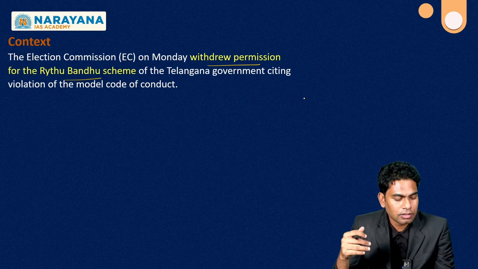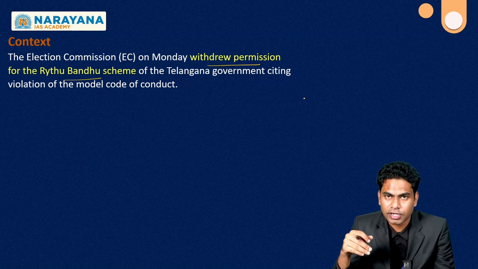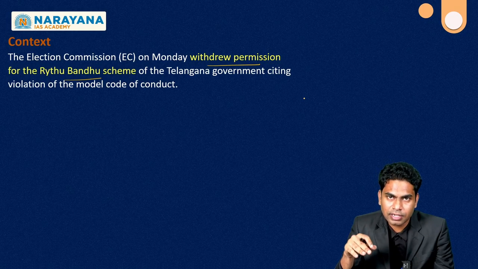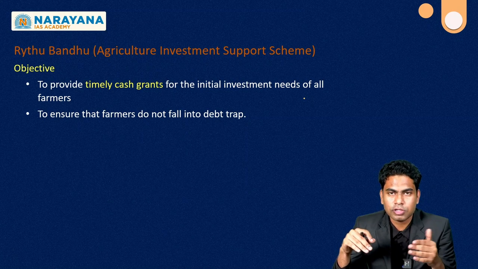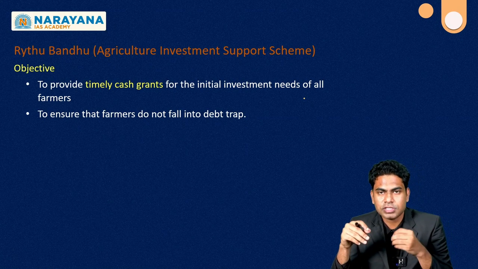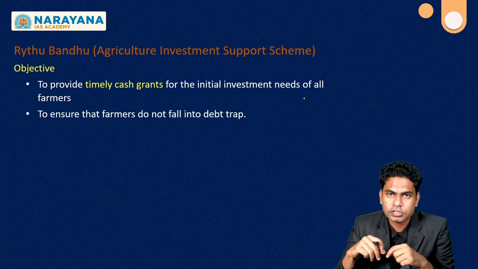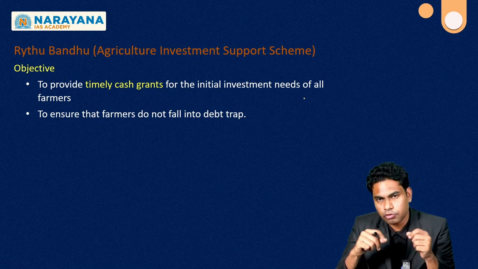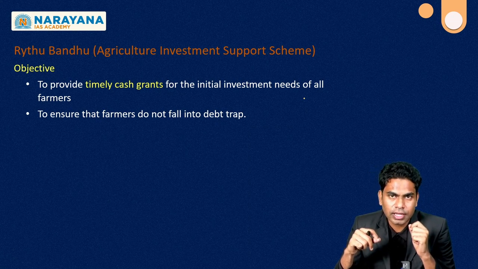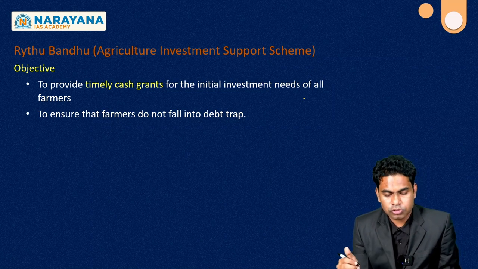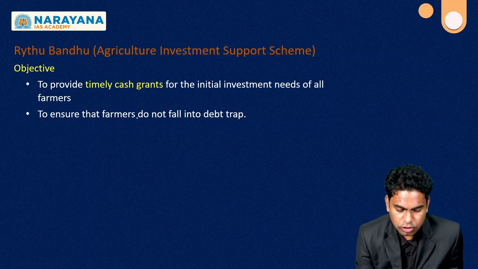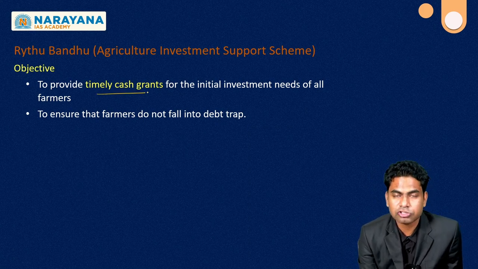That is why we need codes like the Model Code of Conduct to see that the elections are conducted in a free and fair manner. Now let us look into the Raitu Bandhu scheme. As you know, schemes at the state level are also important, both for the preliminary and mains examination. You could also cite this as a value addition to the mains answer, so that it will fetch more marks. So the objective is timely cash grants.